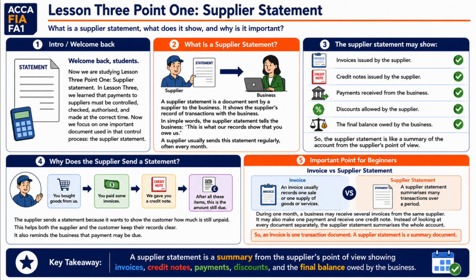Important point for beginners. A supplier statement is not the same as an invoice. An invoice usually records one sale or one supply of goods or services. A supplier statement summarizes many transactions over a period. For example, during 1 month, a business may receive several invoices from the same supplier. It may also make one payment and receive one credit note. Instead of looking at every document separately, the supplier statement summarizes the whole account. So, an invoice is one transaction document. A supplier statement is a summary document.